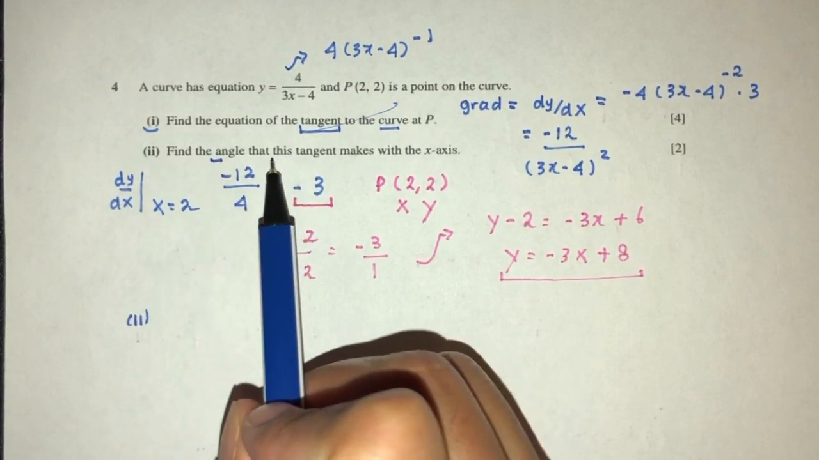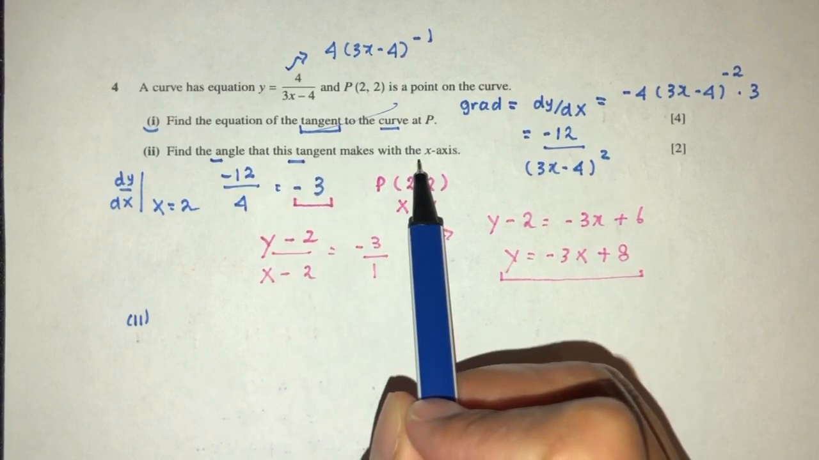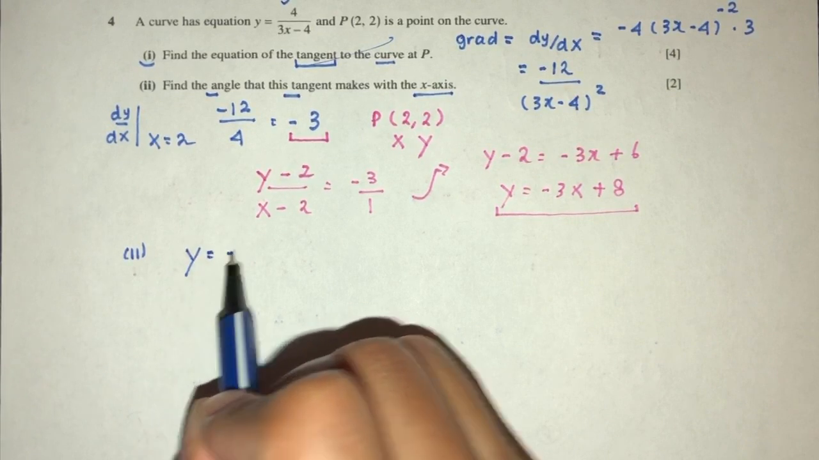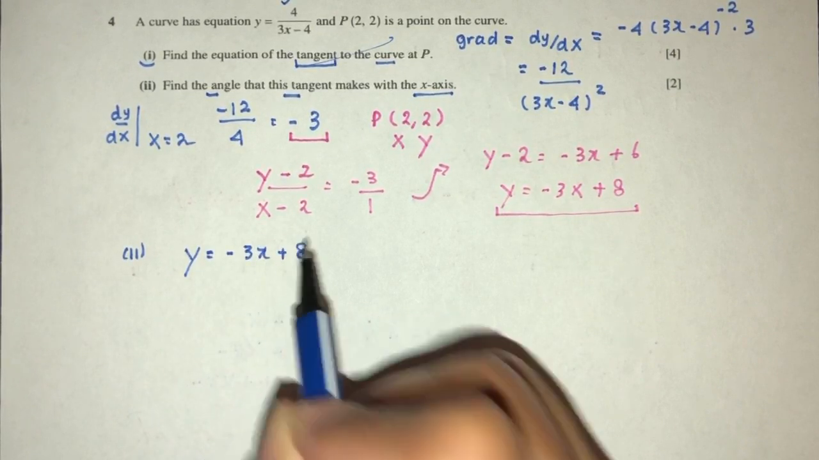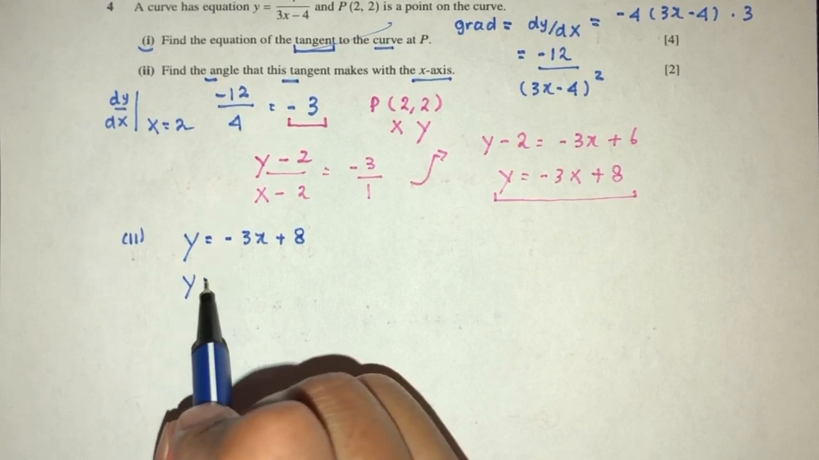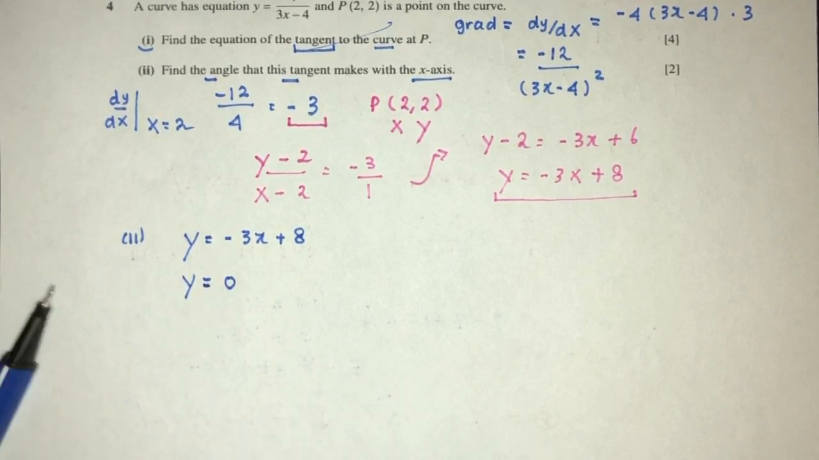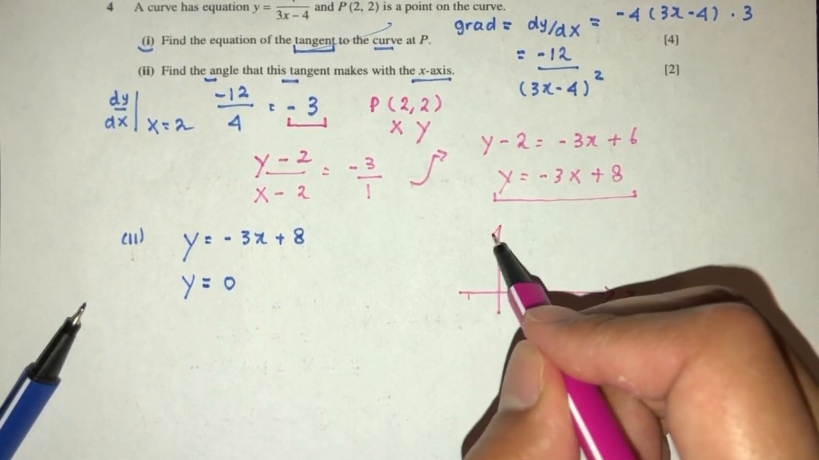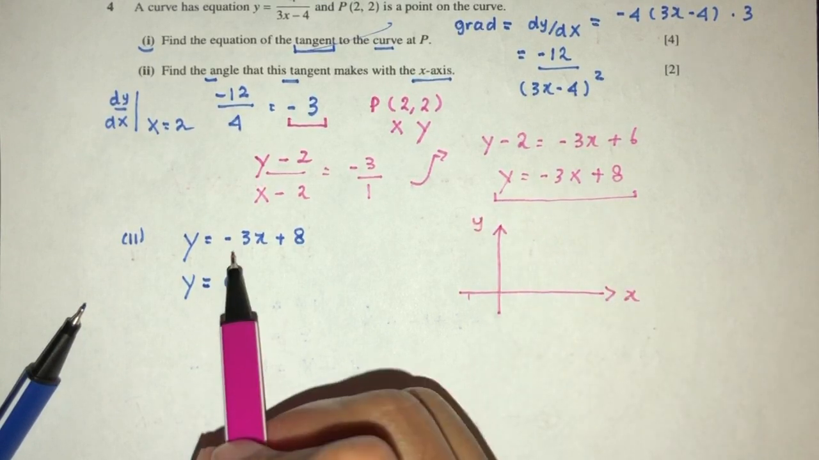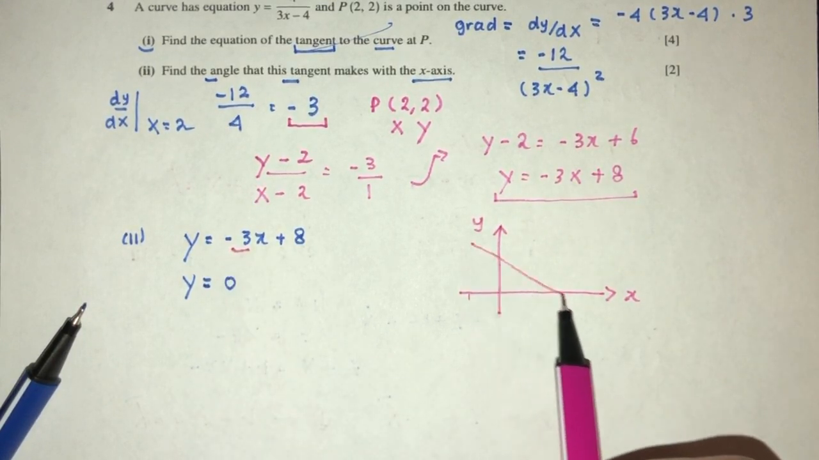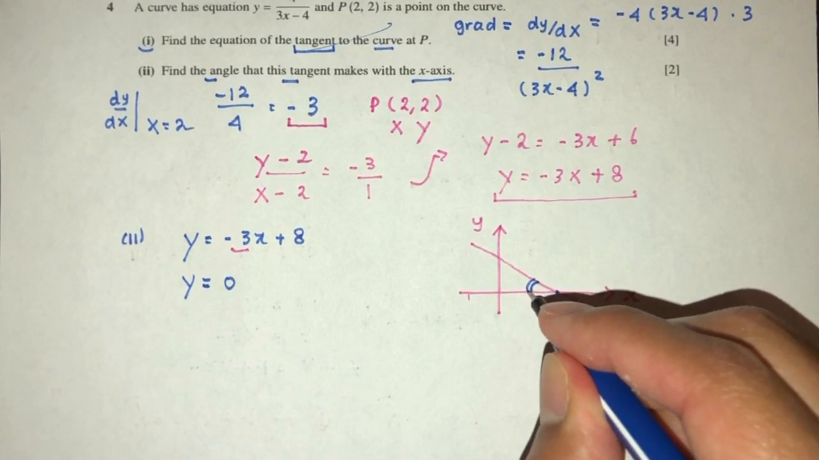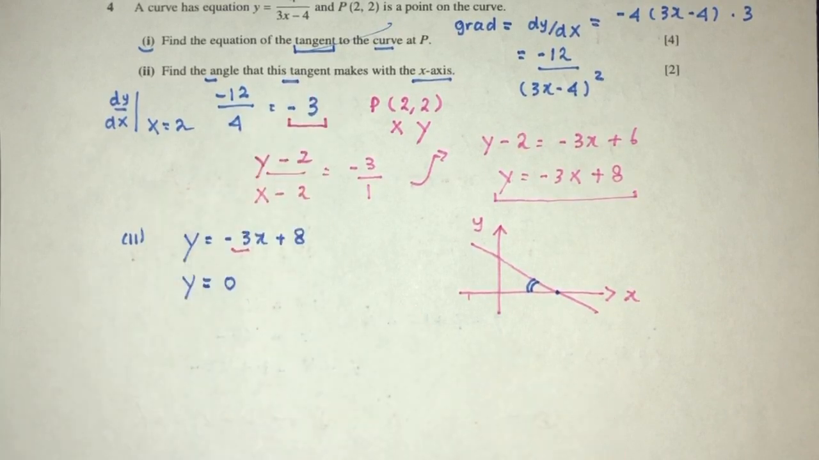Find the angle that this tangent makes with the x-axis. Now, for example, my equation is y equal to minus 3x plus 8, and the x-axis is y equal to 0. If you think, this is the x-axis and this is the y-axis. Now I know this is negative, it will be something like this. Now, we have to find the angle. We can find this one or this one. It did not specify which one you want to find, so whatever it is, we can find.